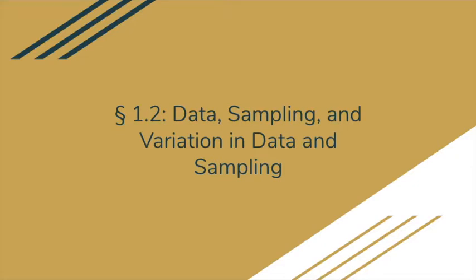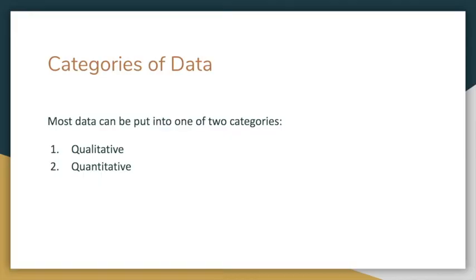Section 2, we're going to talk more about data and types of data, and then ways that we can collect samples and how we might see some variation in our data and sampling. All right, so data in general can be put into two categories. The first is qualitative data, and the second is quantitative data.